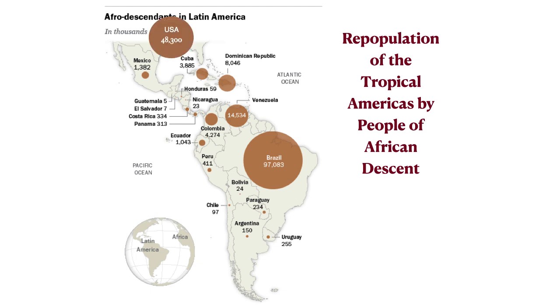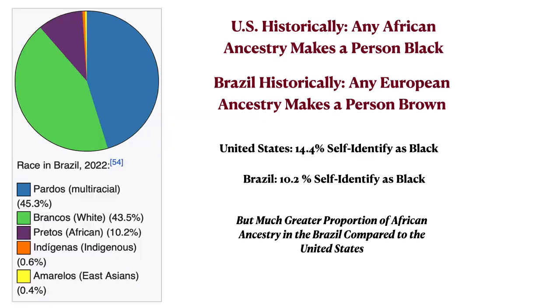So about 48 million people in the United States are of African descent, generally of mixed ancestry. Most African Americans have some European ancestry and some American Indian ancestry. It varies tremendously from person to person. So you can see that's a pretty substantial number, although much less than Brazil. An interesting difference between Brazil and the United States is how people are categorized, classified, and how they self-identify. Historically in the United States, any African ancestry makes a person black, whereas in Brazil, historically, any European ancestry makes a person brown rather than black.